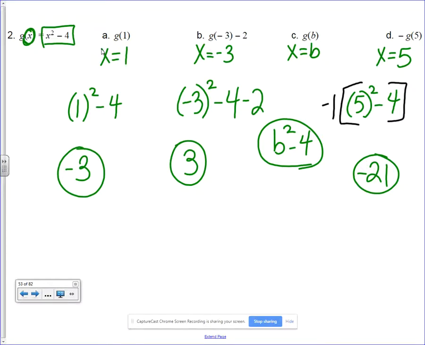Okay, so some of you guys are doing great. You're punching in your calculators and you're doing great. Others of you are just writing down the answers. Please actively participate, please. Can we move on?